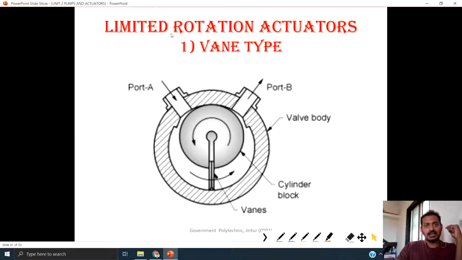So here we are getting the limited rotation. When the supply is given from A, it is rotating in the anti-clockwise direction. If the supply is given from port B, then fluid is available on the opposite side and it makes the cylinder block rotate in the clockwise direction. So this is the working of a vane type limited rotation actuator. A single vane is utilized, or you can have multiple vanes in the case of a limited rotation actuator.